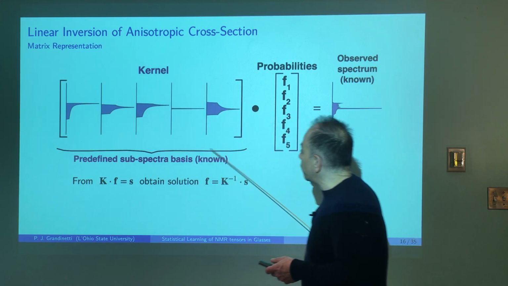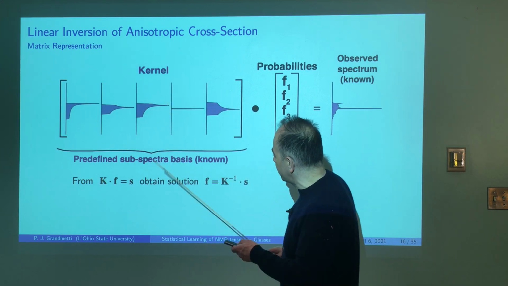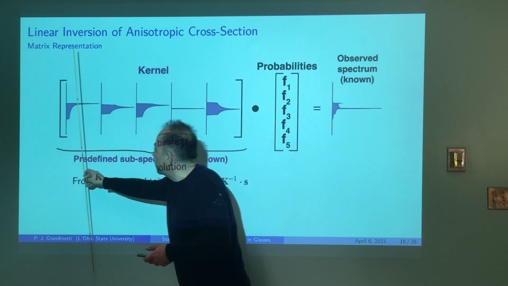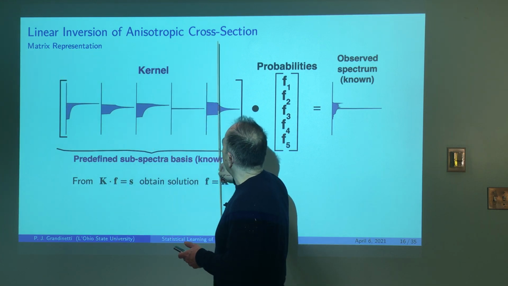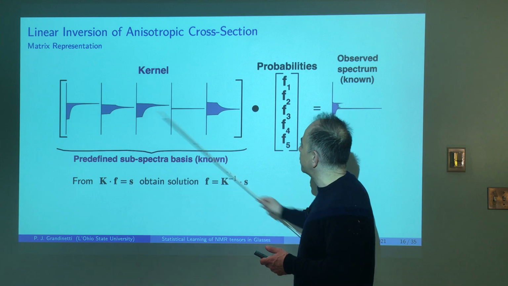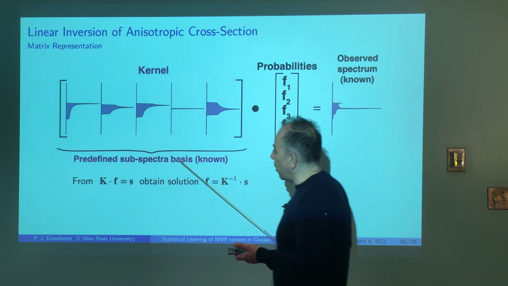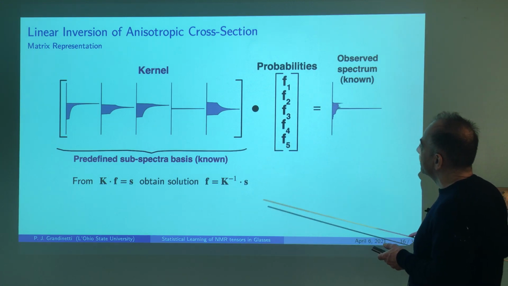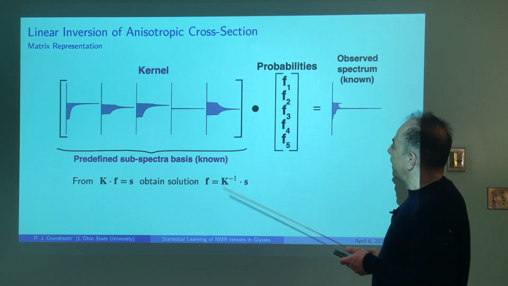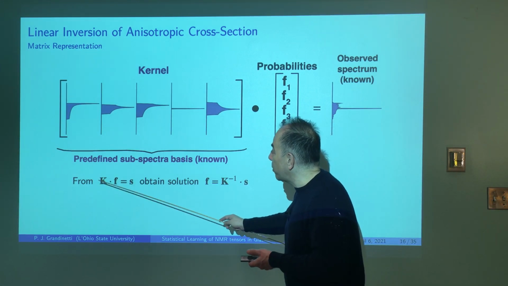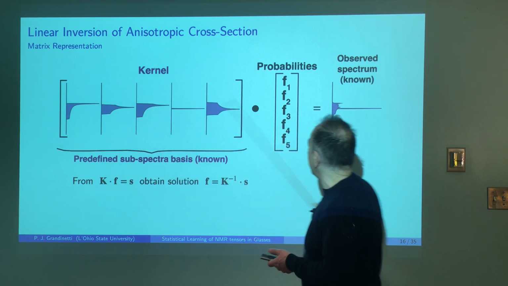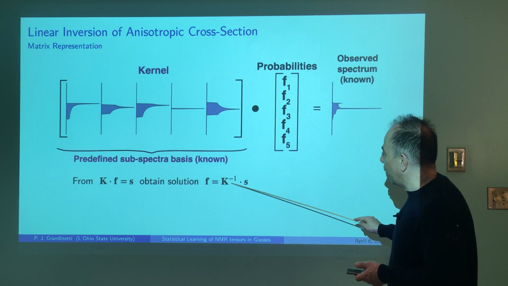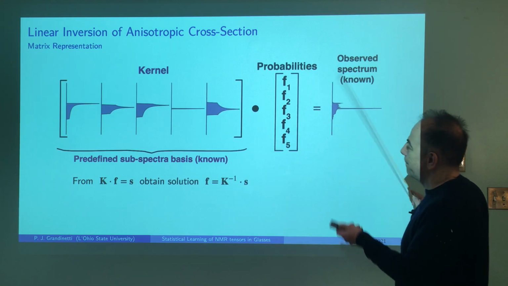Now, the way that this works is we'll take all of those basis subspectra. We take this grid and make a spectrum for every single point on this grid. Then we can take each one of those spectra and make them the columns in this matrix, which is what's called the kernel matrix. So this is one big matrix which gets multiplied times your probabilities to give you your observed spectrum. This is what's called the forward problem, where you take the kernel times the probabilities to get the spectrum. And the inverse problem is to invert this kernel, multiply it times the spectrum to get the solution.